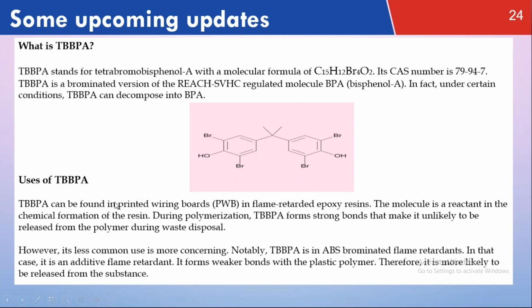We can see where this TBBA is used. TBBA is majorly found in printed wiring boards, in flame retardant epoxy resin. This molecule is a reactant in the chemical formation of this resin. During polymerization, TBBA forms a strong bond with the polymer, which makes it unlikely to be released from the polymer during disposal. However, if TBBA is used as an additive flame retardant in brominated ABS, it weakens the bonds between the polymer and the TBBA, and therefore there is a high chance that TBBA can be released from the polymer into the environment.